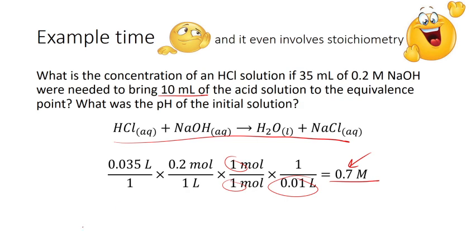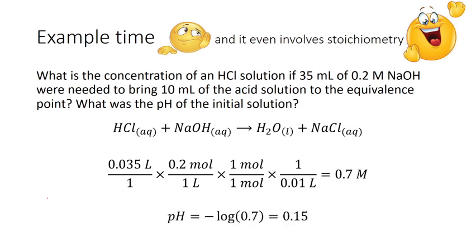So that's the initial concentration of hydrochloric acid. And we take the pH of that, we take the negative log of that number to find the pH, right? And we get a pH of 0.15.